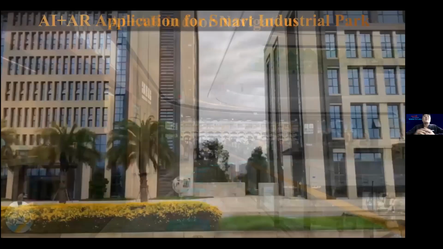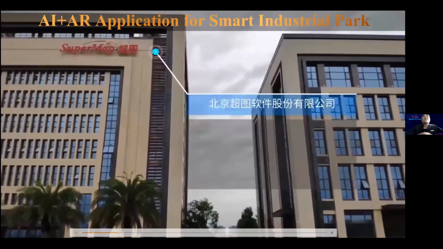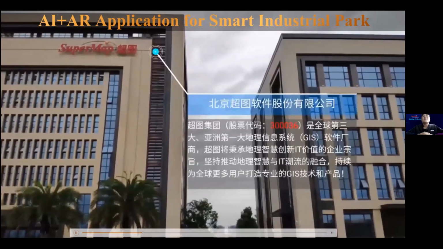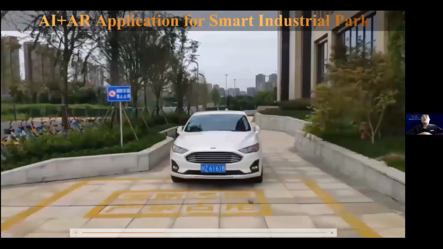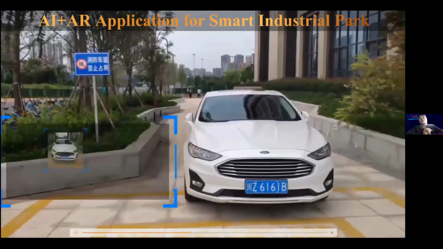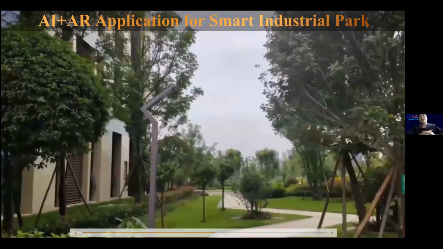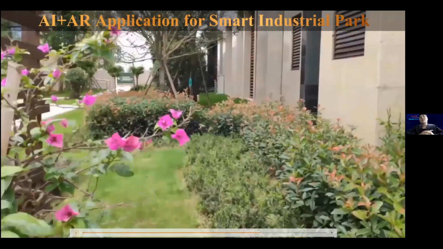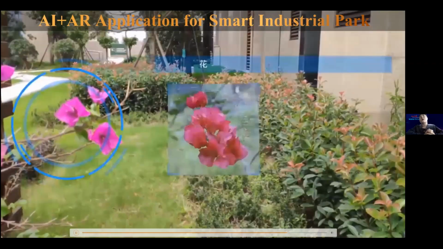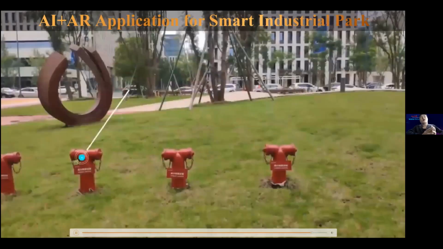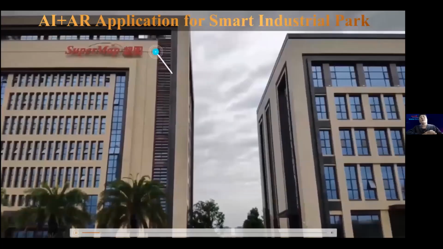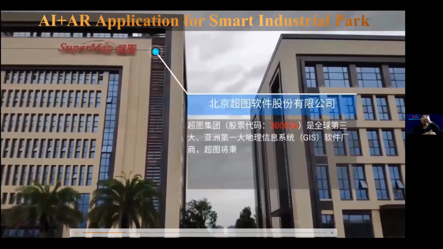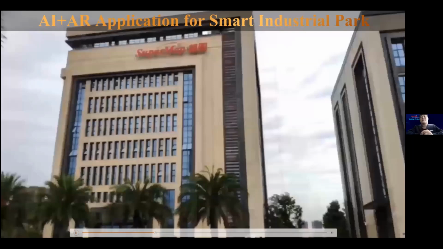and also some AI and AR applications for smart industrial parks, such as we can use our camera to point to a building to get the information of the building, and we can point the camera to a car and get the information of this car, like when it comes, and who it is owned by.